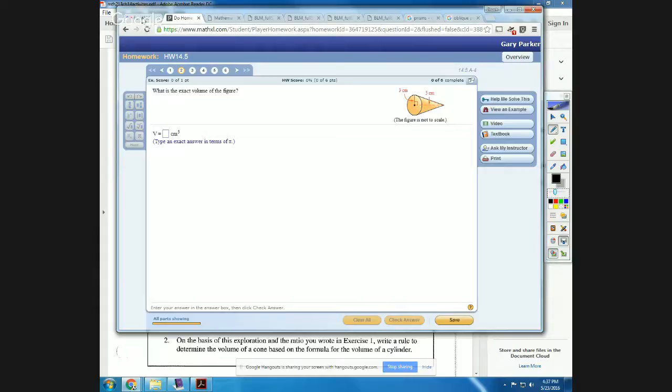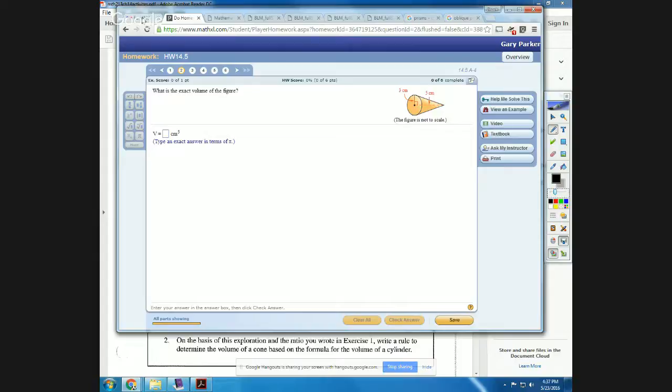I don't have anything cute in terms of remembering that or why it is without calculus, and my apologies, I don't want to go to calculus right now. It's 4/3 times pi times the radius cubed.